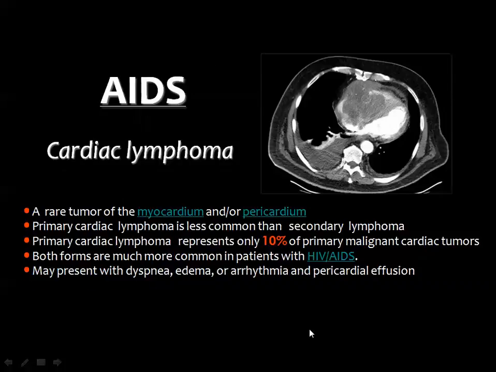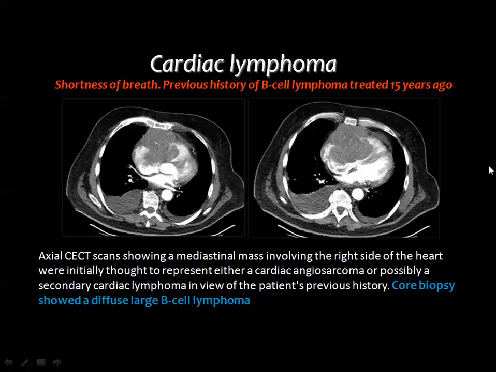Cardiac lymphoma is usually seen in patients with HIV infection, and this may affect the pericardium or the myocardium or both. In this example, you see a mass infiltrating the right ventricle and possibly the right atrium as well, with right-sided pleural effusion. Then this is the rest of the images of the previous case, and you see here a mass affecting the myocardium as well as the pericardium.